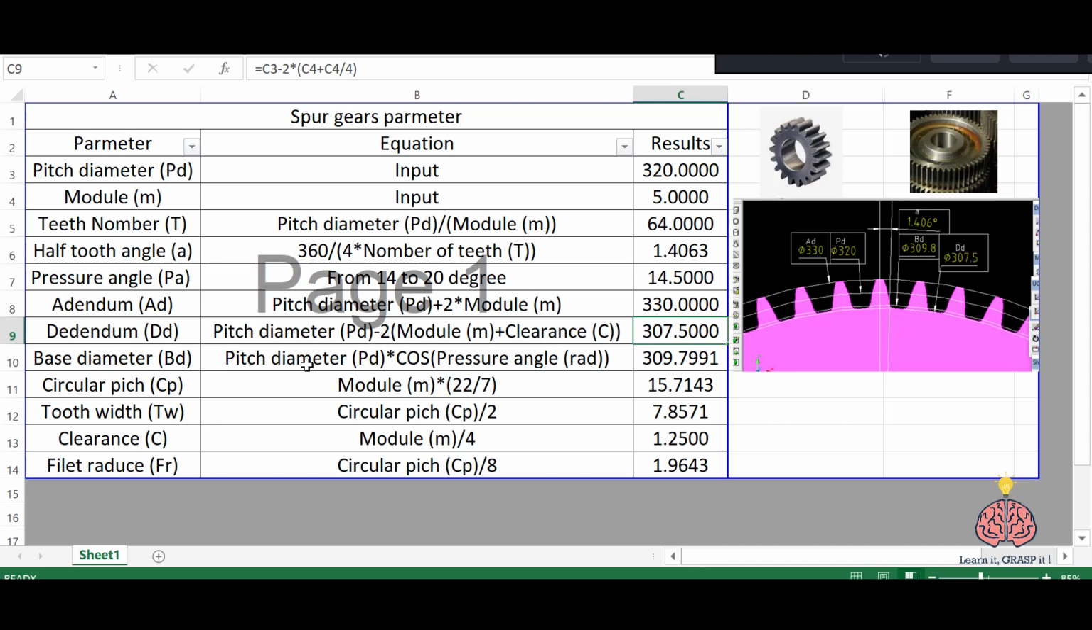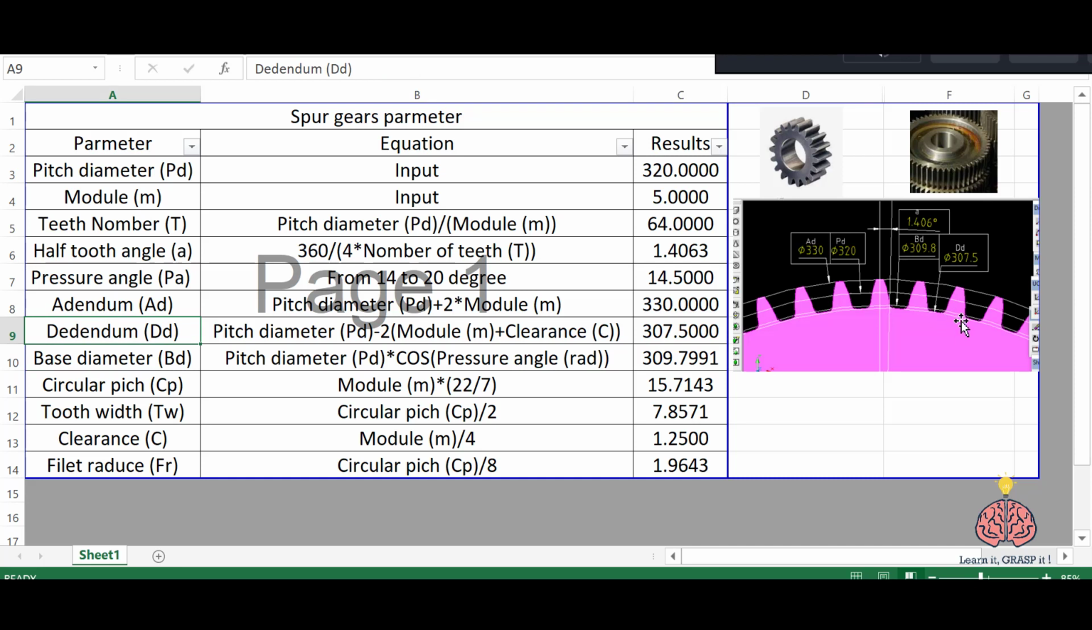The base diameter equals pitch diameter multiplied by cosine the pressure angle. So it equals 320 multiplied by cosine 14.5 degree. We change it to radian because we work on Excel, 22 divided by 7 multiplied by 14.5 divided by 180. But if we work with a calculator, no need to change to radian. It equals 309.791.